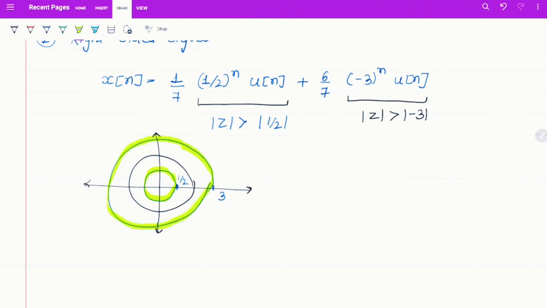So what will be our region of convergence? The region of convergence should be outside the circle whose radius is the largest pole in magnitude. The largest pole in magnitude means the largest radius, which is 3, so the region of convergence should be outside this.